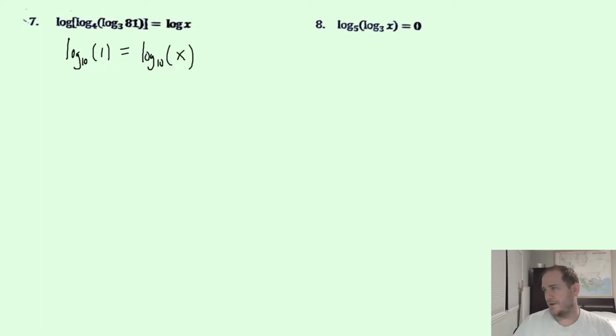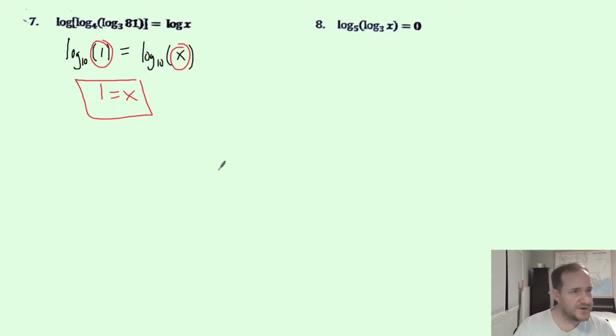Alright, again, call me crazy, but the one-to-one rule seems to apply here. If these expressions are equal, and if the bases are equal, you can essentially just kill the logs and say that if everything is equal here, then these two things must be equal as well. So 1 must be x. And that's fair. That's legitimate math.